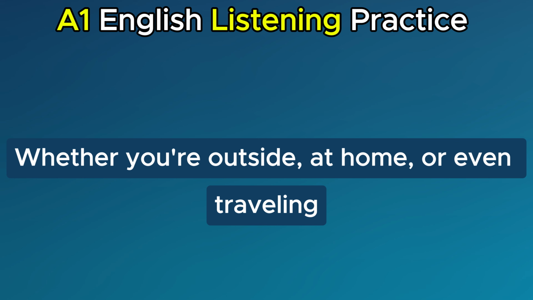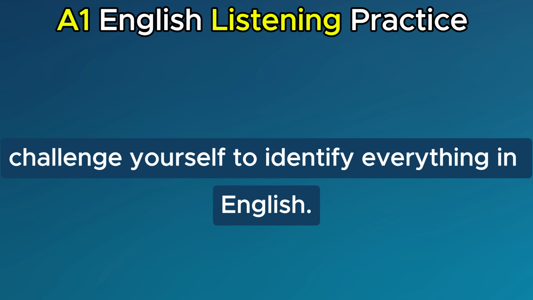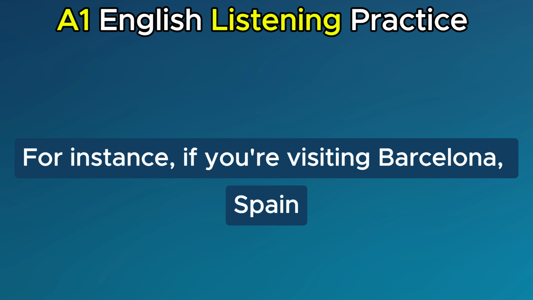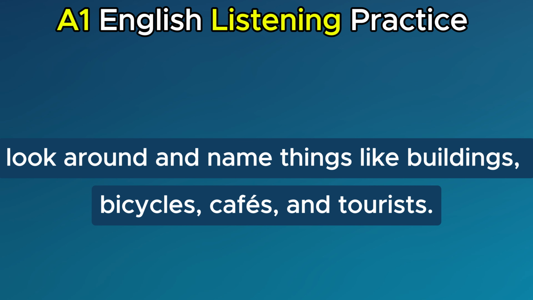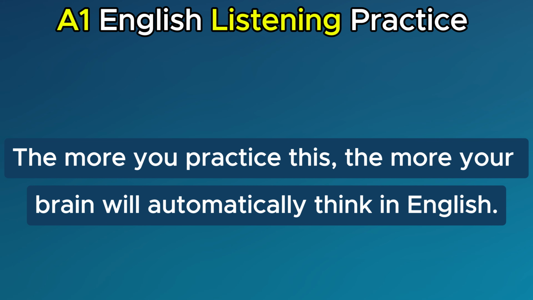Whether you're outside, at home, or even traveling, challenge yourself to identify everything in English. For instance, if you're visiting Barcelona, Spain, look around and name things like buildings, bicycles, cafes, and tourists. The more you practice this, the more your brain will automatically think in English.